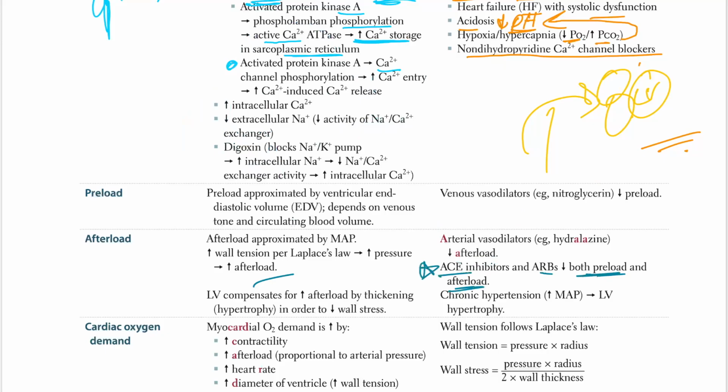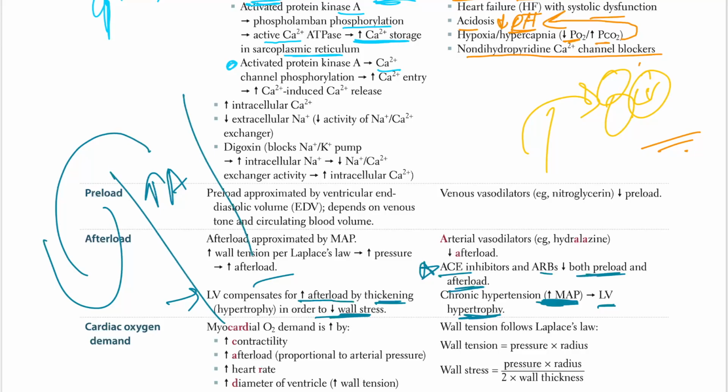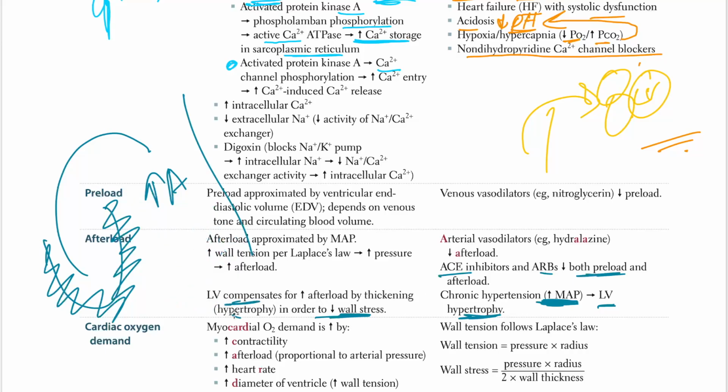Important thing. Chronic hypertension would increase the MAP, mean arterial pressure. That would cause left ventricular hypertrophy. So the left ventricle compensates for increase in afterload by thickening, hypertrophy, in order to decrease wall stress. If you have an increase in afterload and the heart has a hard time pushing things out into the vessels, it's going to go into hypertrophy. That's exactly what they're trying to say. The left ventricle would compensate and go into hypertrophy.